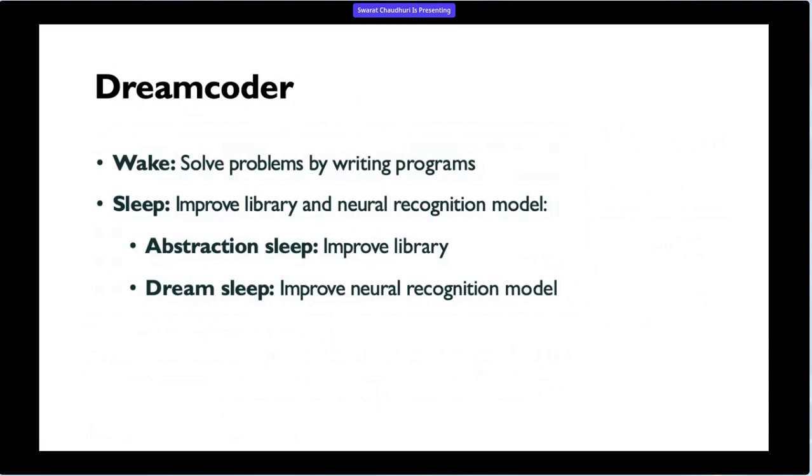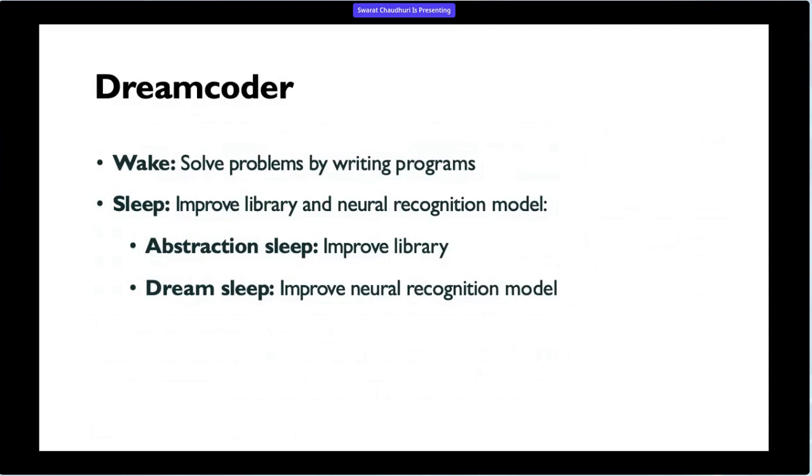And the sleep phase is divided into two steps. So one is the abstraction sleep, where the goal is to improve your library, discover new building blocks by looking at all the programs that you've generated so far. But then you run into a problem, which is that as your library grows larger, yes, the program that you're looking for is now easier to write. It's more concise, but the branching factor in your search also grows, right? Now, at every step, you have more decisions that you can make. You have more primitives that you can choose to use. And so how do you avoid that?